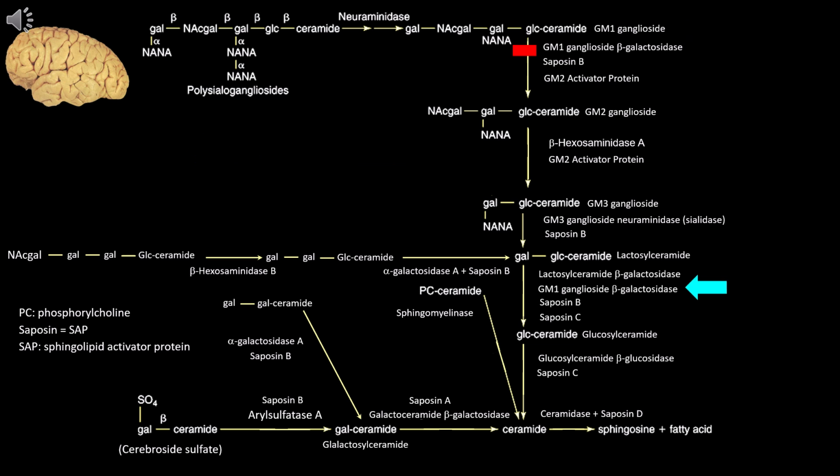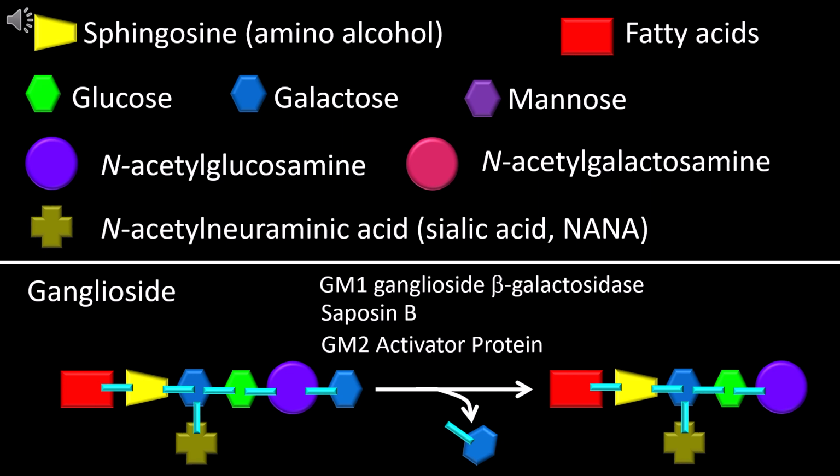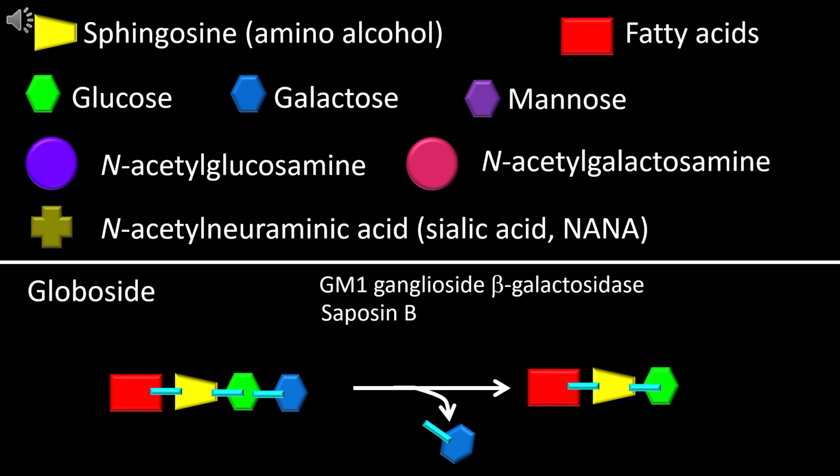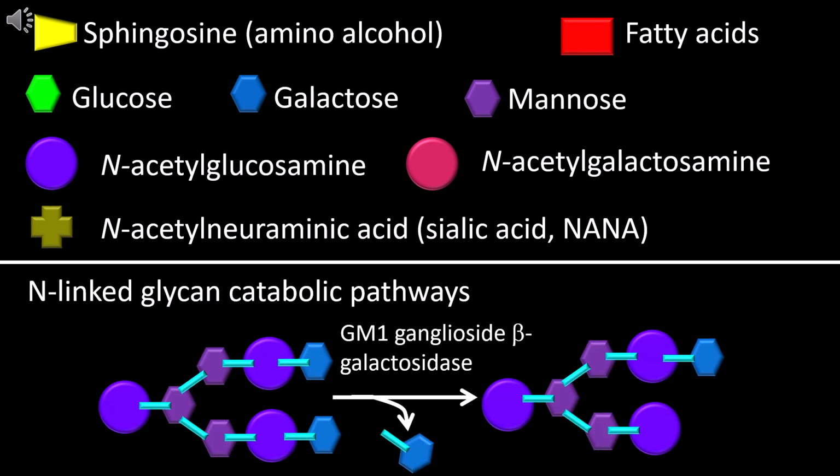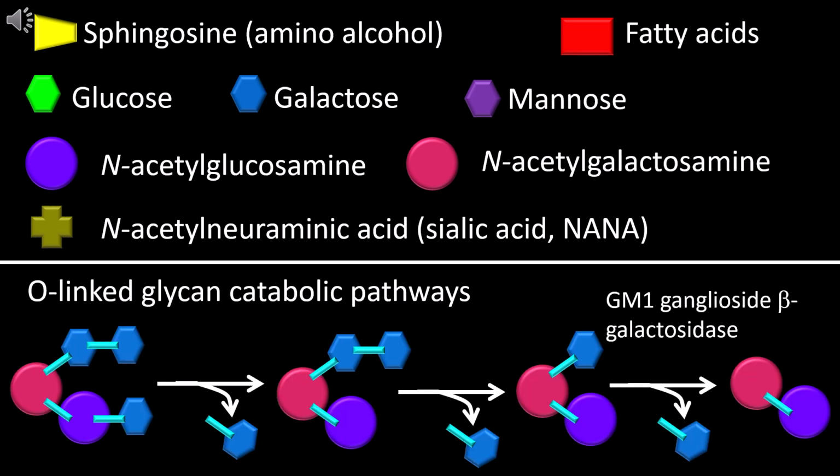GM1 ganglioside beta-galactosidase probably participates, but it is not essential in the conversion of lactosylceramide to glucosylceramide. Thus, lactosylceramide is usually not increased to a significant degree in patients with GM1 gangliosidosis. But notice that in addition to detaching galactose from GM1 and from lactosylceramides, it also detaches galactose from keratan. Failure to do so leads to the accumulation of keratan and dysostosis multiplex in patients with GM1 gangliosidosis. And in addition, GM1 beta-galactosidase detaches galactose from nitrogen-linked and oxygen-linked glycans. Failure to do so leads to oligosaccharides being excreted in the urine.